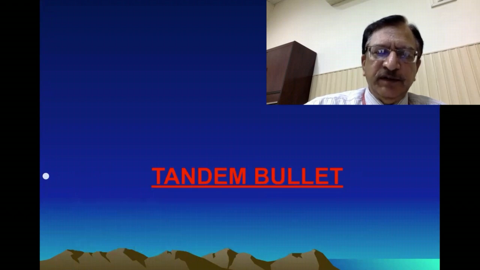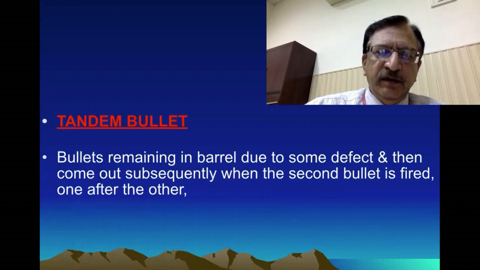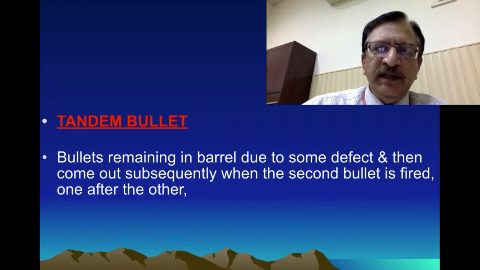Now the tandem bullets. The bullet remains in the barrel due to some defect. That is, the ammunition is defective. And when the firing pin strikes the primer cap, because of its defectiveness, the bullet does not exit. It remains lodged within the barrel. It exits the chamber and enters the barrel but does not exit through the muzzle end.